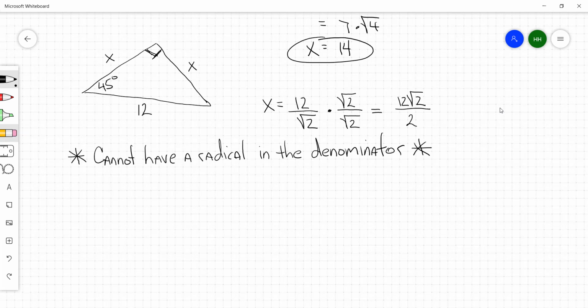And now, just like you can multiply numbers that are outside the radical, you can also divide numbers that are outside the radical. So you can take this 12 and you can divide it by the 2 here, and you get 6 radical 2. So there's the length of the 2 legs of this right triangle.